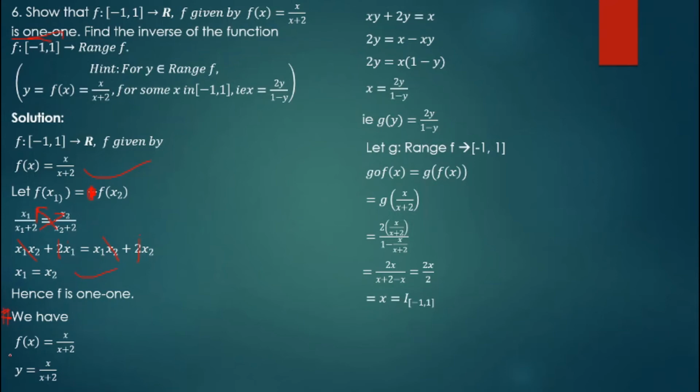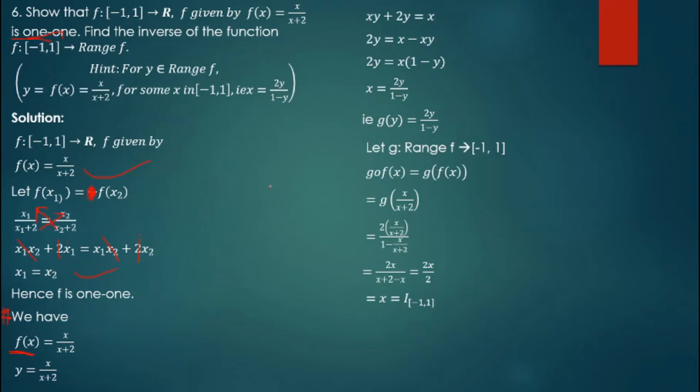what we have done: function f of x we have written x by x plus 2, and then we have written f of x equal to y, we know that. So y is equal to x by x plus 2. Why did we write this? Because we are supposed to write x in terms of y. Now your expression here is in terms of x, so that should be in terms of y, that is x equal to. Our expression should be in the form of x equal to.